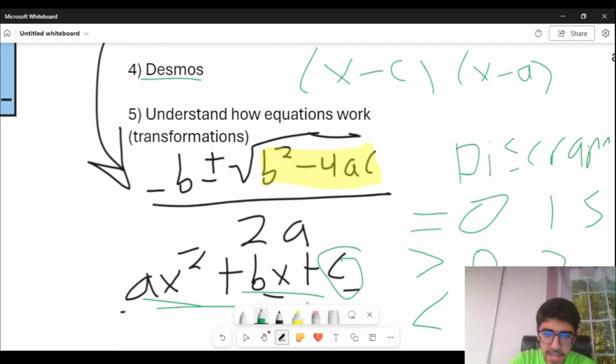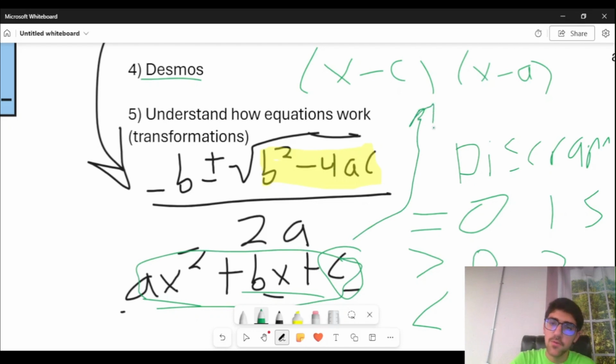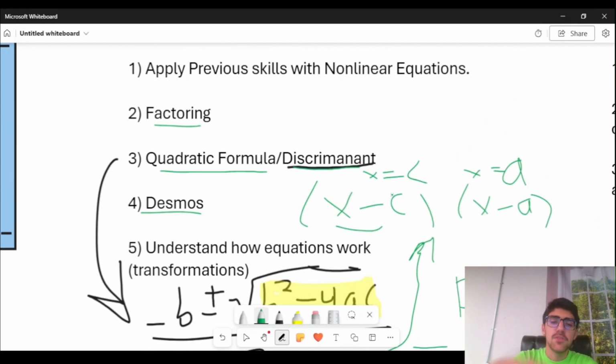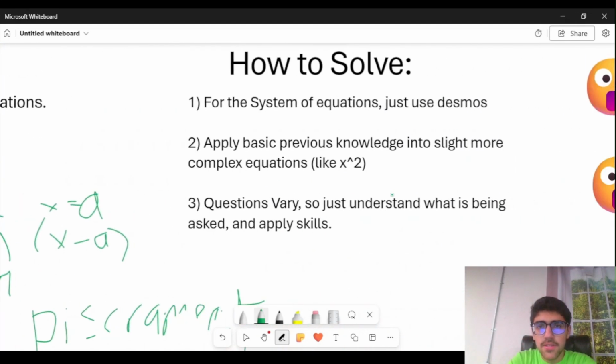So you can basically take ax squared plus bx plus c, and sometimes it shows up in this form, and when it shows up in this form, x equals c and x equals a are the x-intercepts of a quadratic. But anyways, this might seem confusing right now, but when you go over the examples, it's pretty simple. So how do you solve these equations?